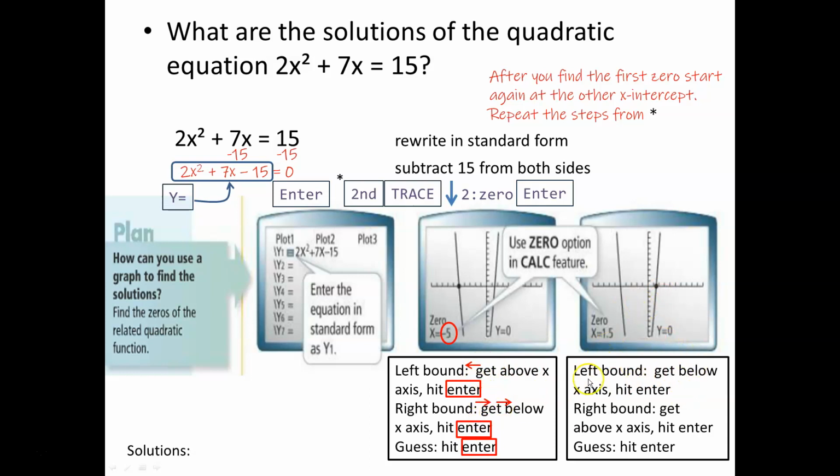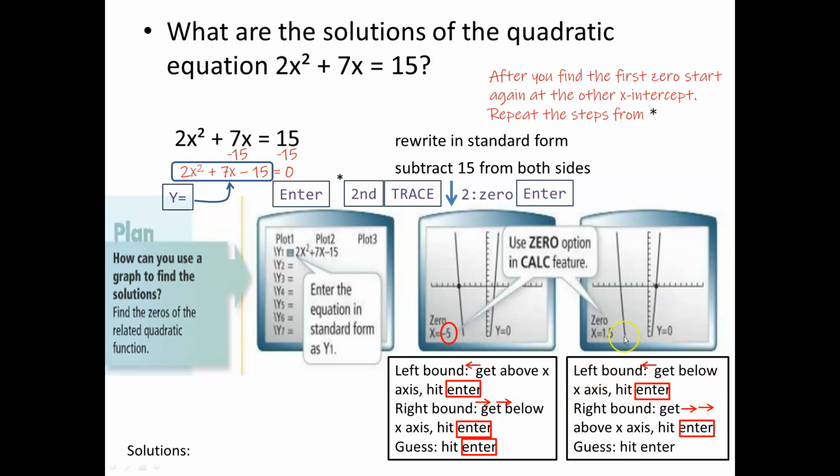Okay, so it says left bound with a question mark down here. So we're going to hit the left arrow one time, which goes below the x-axis on this side. Then we're going to hit enter. Now down here, where did my little, there it is. It's going to say right bound with a question mark. So we're going to hit the right arrow 2 times. And that'll take it above the x-axis. And then we hit enter.